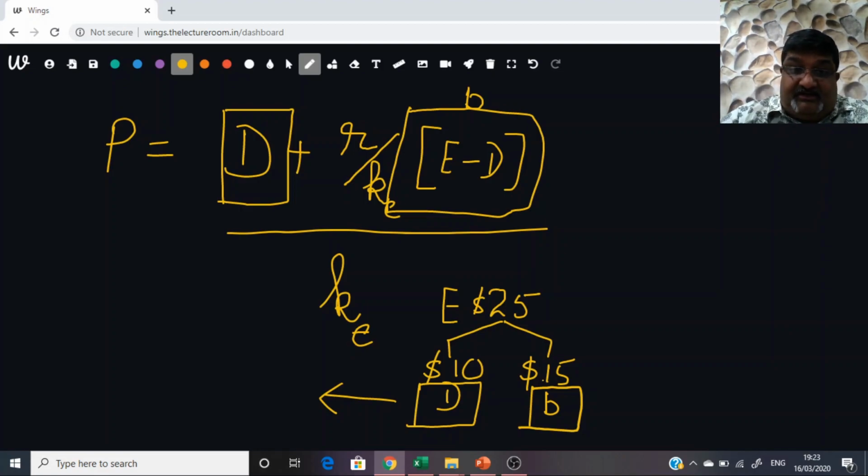Now, what does this R by KE stand for? So R by KE basically means compared to the return that the shareholders expect, what is the return that is generated by the company?